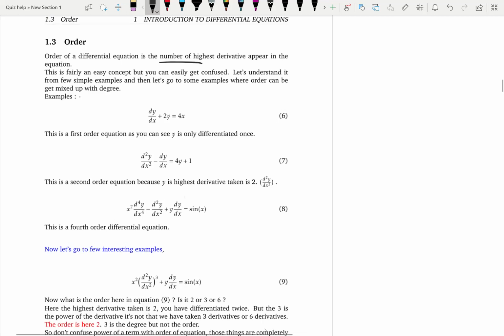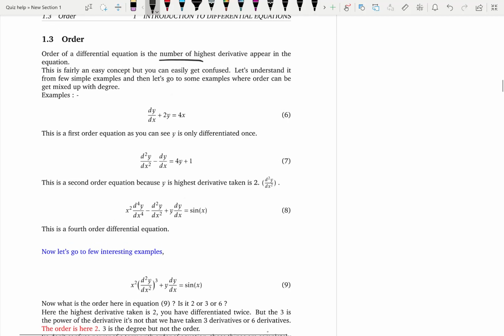Okay, so let's look at some examples. All right, so here you have y and you have the first derivative of y with respect to x. So you have taken the derivatives up to the first derivative, right? So the order in this differential equation is 1. Versus in the second differential equation, you have no derivatives here, here the first derivative, here the second derivative. So that's the maximum derivative you have taken.